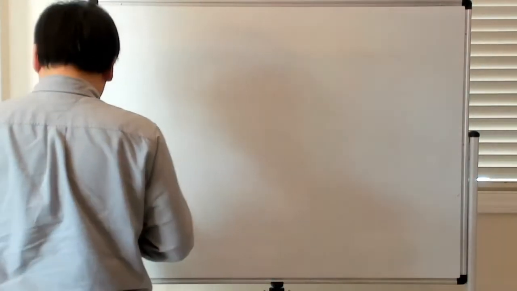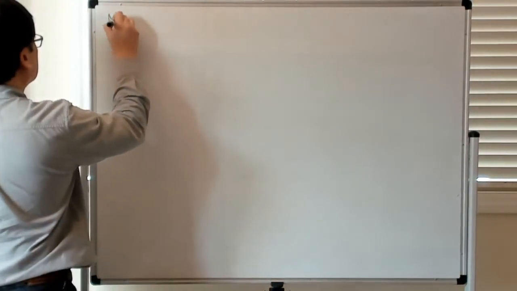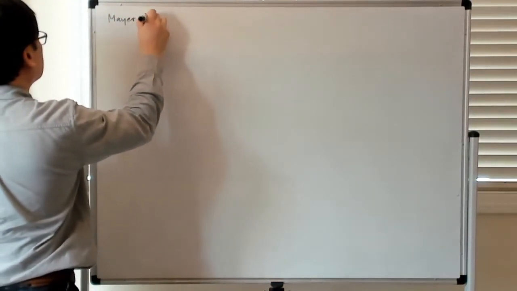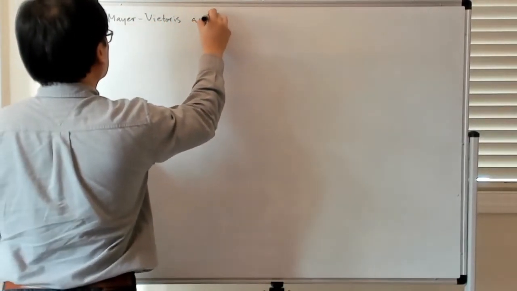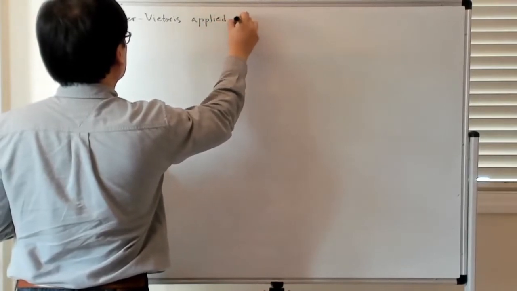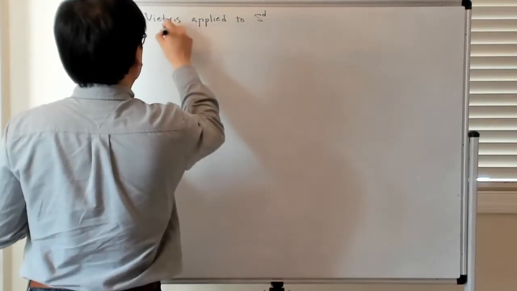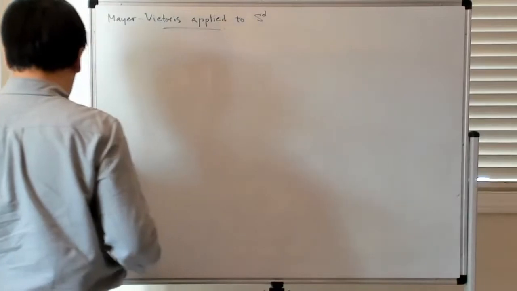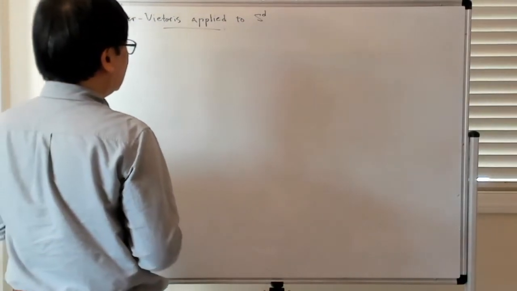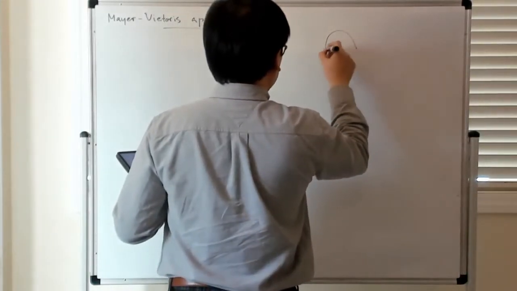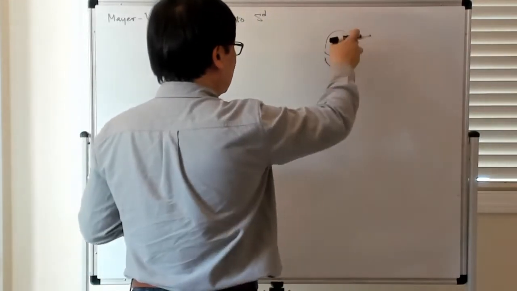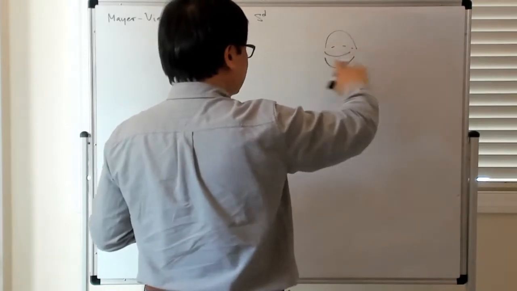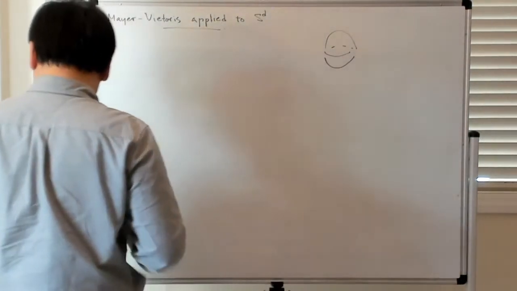Okay, so now we're going to use the Mayer-Vietoris sequence to compute the homology of the sphere. So the d-dimensional sphere. The way to think about this is that you can think of the sphere as the upper hemisphere, the lower hemisphere, and then the intersection being the equator.